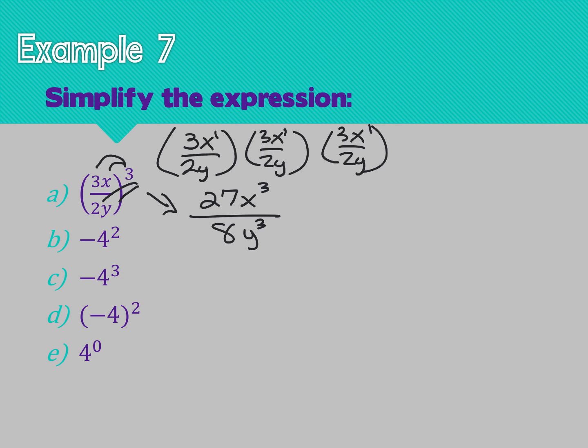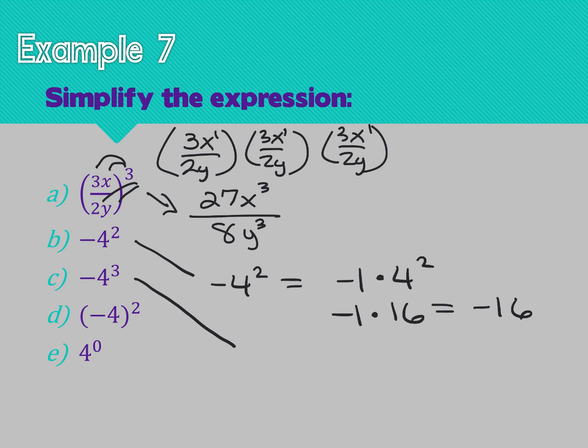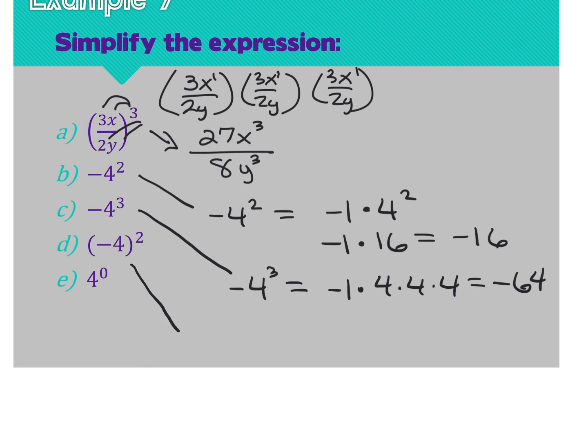And here we go again with these negative numbers raised to a power. When I do not have parentheses around a number, I can think of this as becoming negative 1 times 4 squared, which becomes negative 1 times 16, which is negative 16. Over here, this really becomes negative 4 to the 3rd, which is really negative 1 times 4 times 4 times 4, which is going to end up giving me negative 64. Now, when there's a parentheses holding in that negative, part D is saying negative 4 times negative 4, which gives you positive 16.